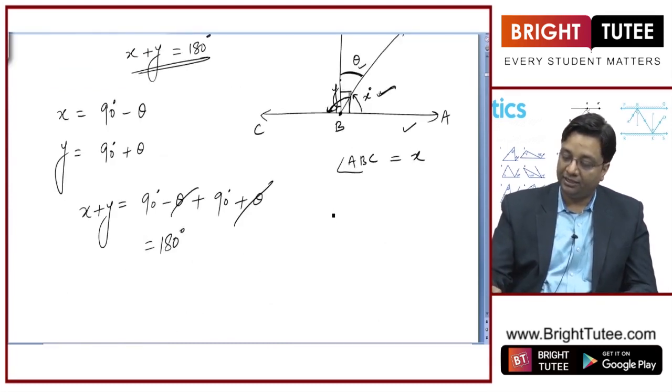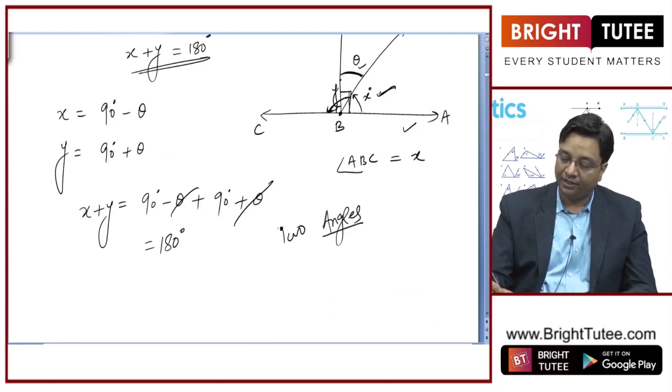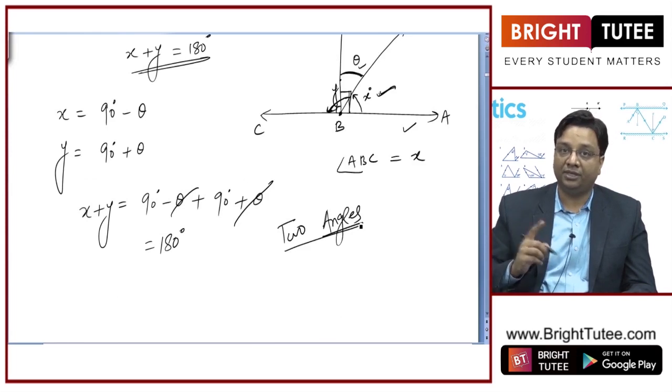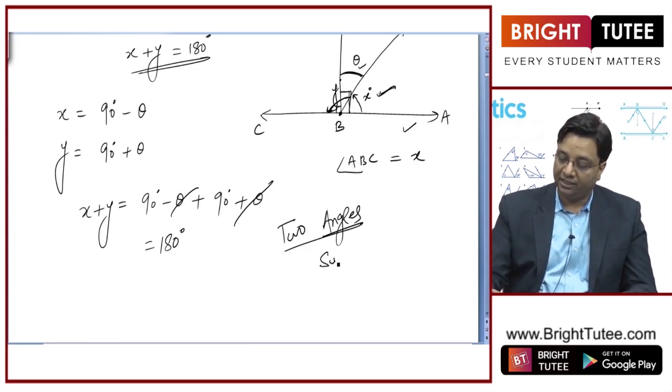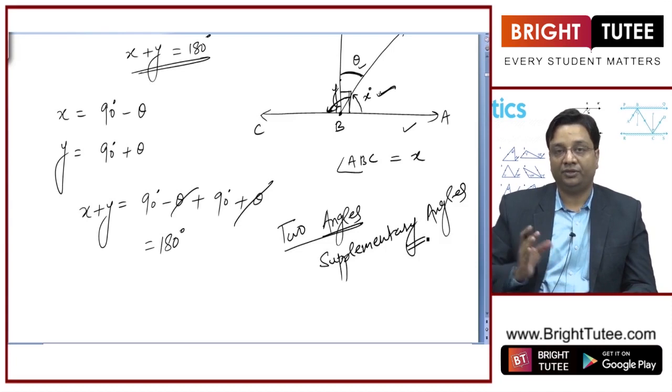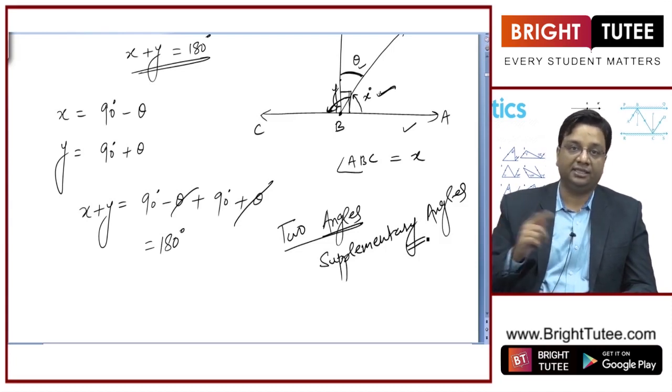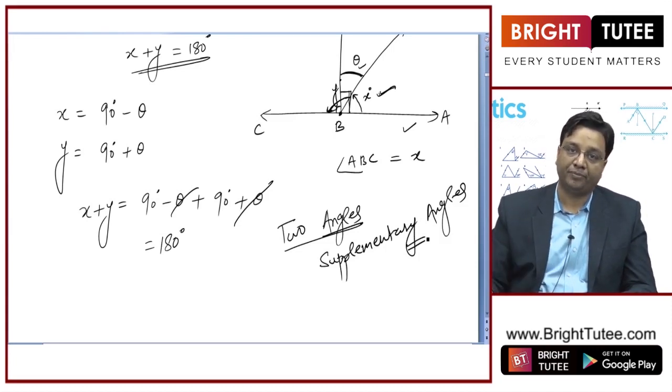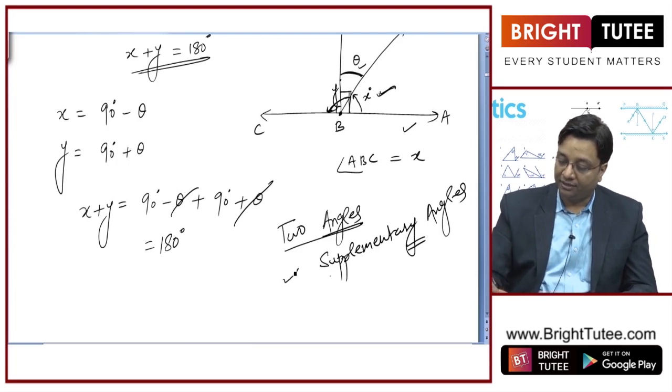And two angles where the sum is 180 degrees are known as supplementary angles. These are known as supplementary angles. So if a ray stands on a line, the adjacent angles are supplementary. Okay, this is one thing.